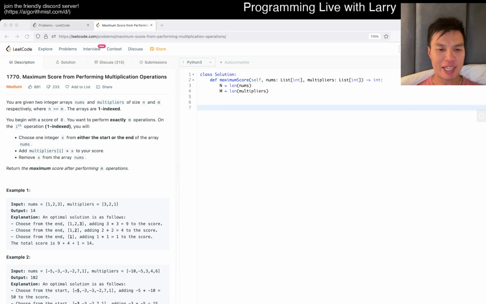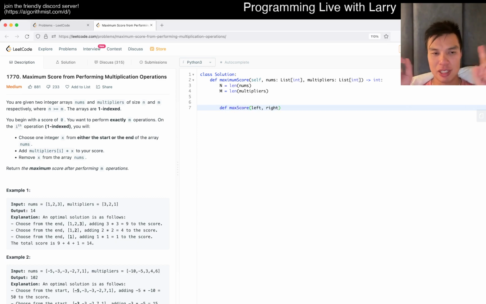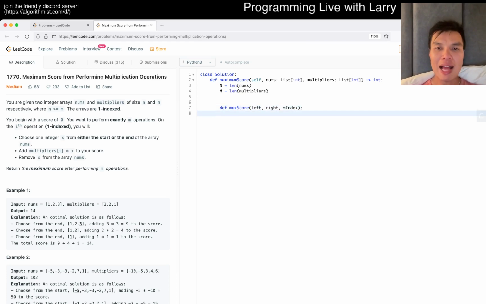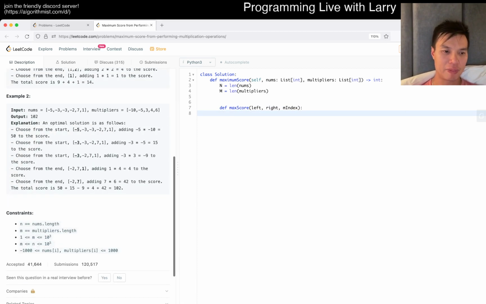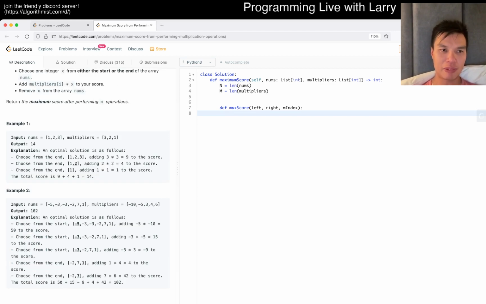And this one, I think, has a fun analysis. So let's take a look. Let's just say we have max score. We have left, we have right, just to show how many things we used, and then m index for the index for multiplier. And I mean, we write it as naively as possible. Let's see, I just want to make sure that m is smaller than n. I thought I read that, but wasn't sure.